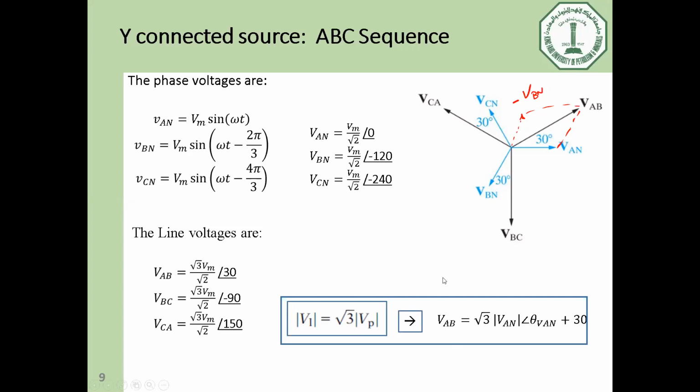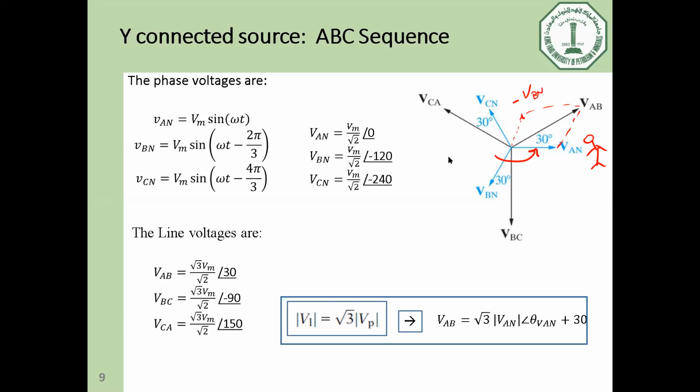This is for what's called the ABC sequence, which means if you are standing at this point, you will see VA moving in that direction, then after that VB, and then VC. So it's called ABC sequence.